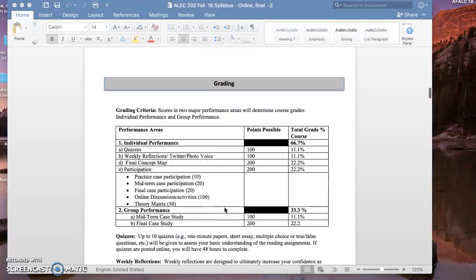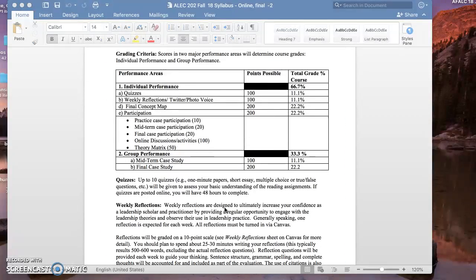So looking at the key assignments and structure of the course, 2/3 of it is individual work and 1/3 of it is group work. There are weekly quizzes, there are weekly reflections, and I would encourage you to go to Canvas and read the file on the weekly reflections, how to do them, what the rubric is, how to do them well in terms of citing the material and relating personal experiences. The weekly reflections are explained with great detail.